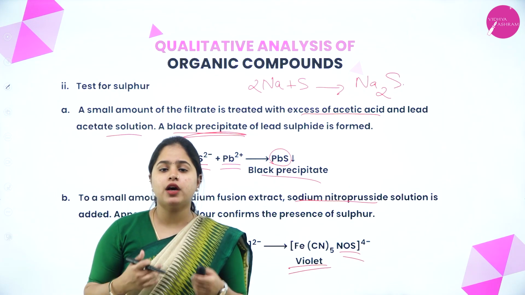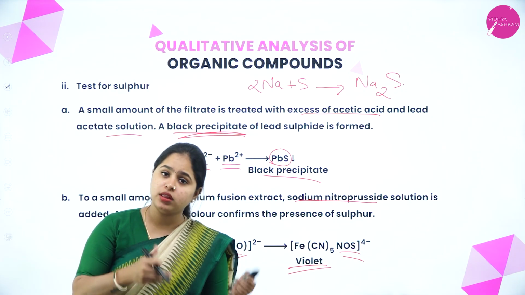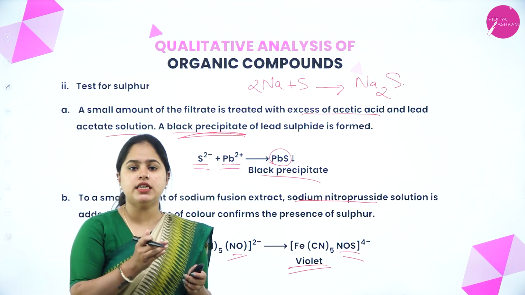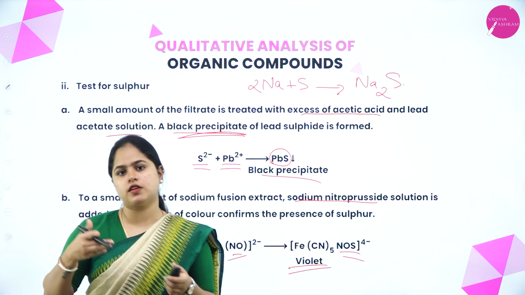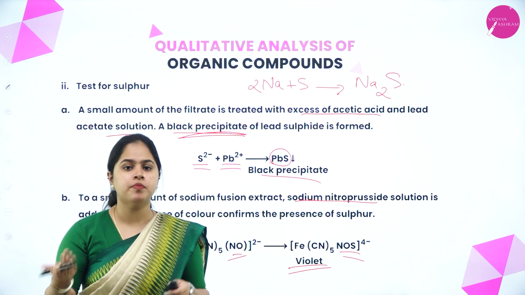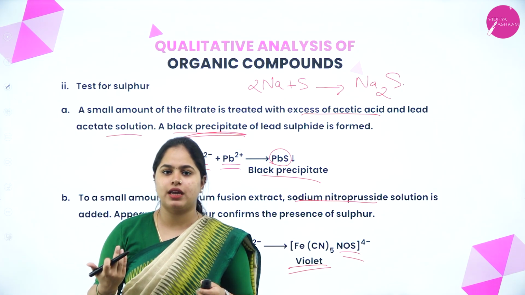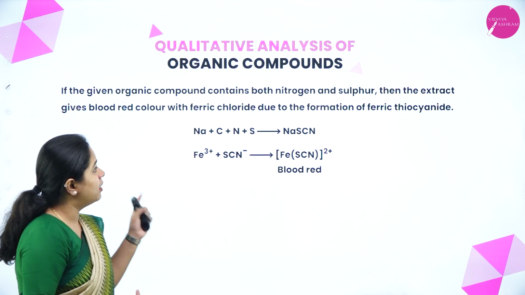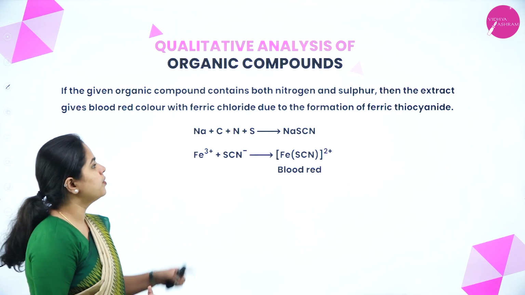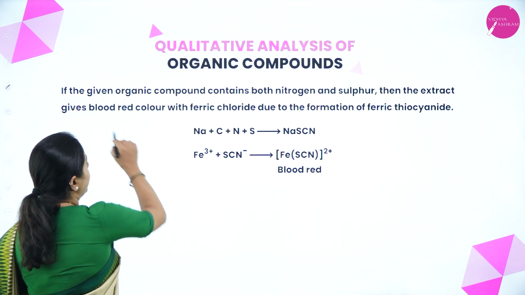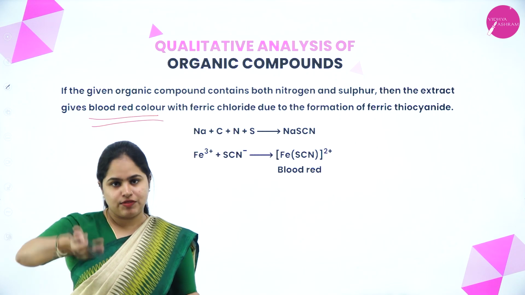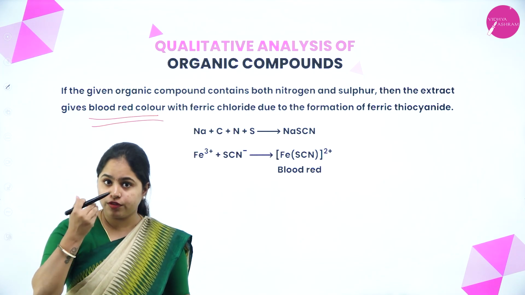Once this reaction is done, if you are getting a violet color, we can confirm the presence of sulfur. Now if our organic compound is containing both nitrogen and sulfur, how do we detect it? We studied the detection of nitrogen and the detection of sulfur separately. Now if both are present in an organic compound, how do we detect it? If the organic compound contains both nitrogen and sulfur, then the extract gives a blood red color, instead of the Prussian blue color we studied in the detection of nitrogen.